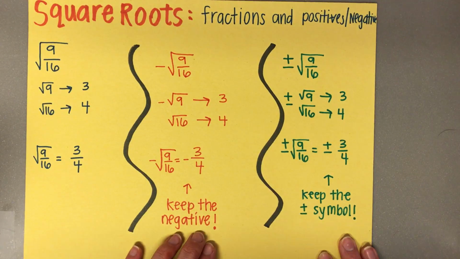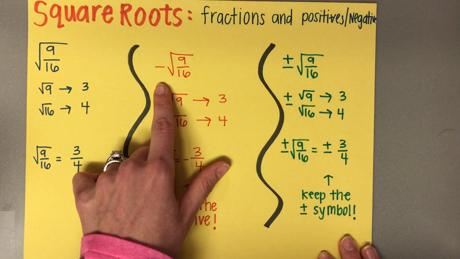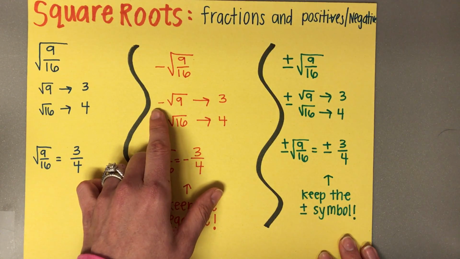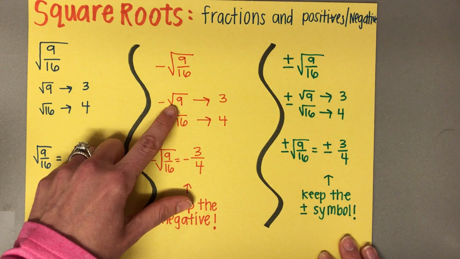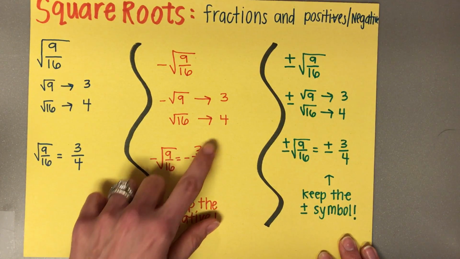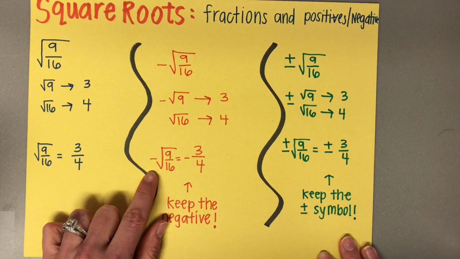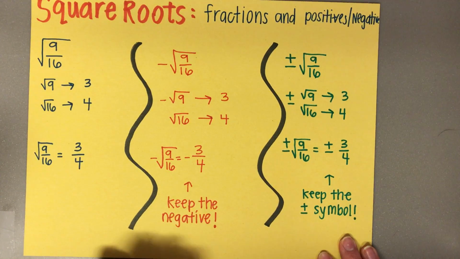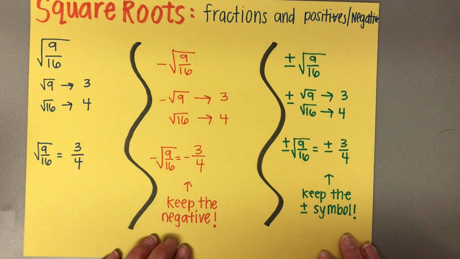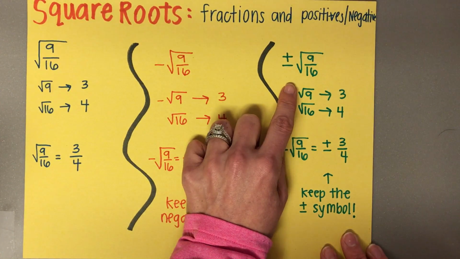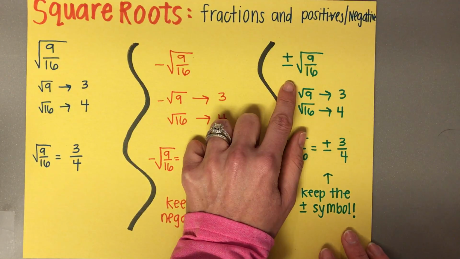The same thing is true for this example in the middle. Here we have the negative square root of 9/16. Again, ignoring the negative, you start with just finding the square root of 9, which is 3, and the square root of 16. Put it all together, the negative square root of 9/16 is equal to -3/4. Any type of question that looks like this with the negative in the front of the square root symbol, you will keep the negative.